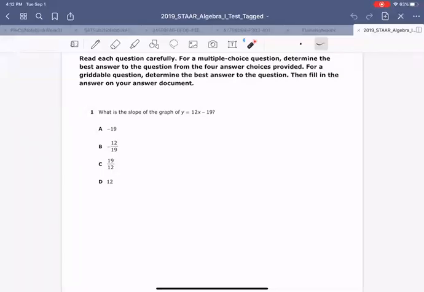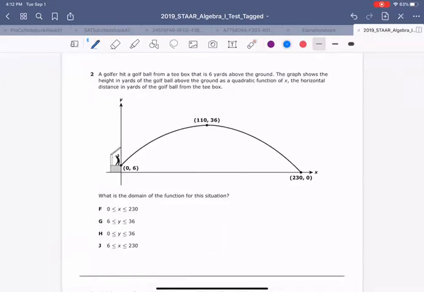In front of x is the slope, right? Yes, slope is this guy, right? That's 12. Okay, good. Let's continue. Look at number 2. Cool.